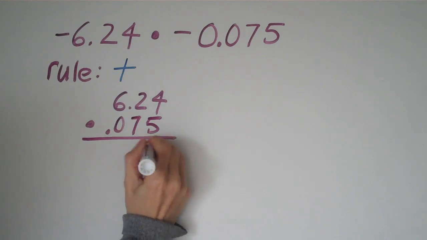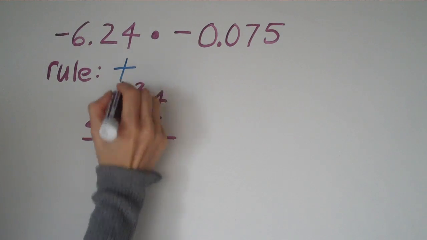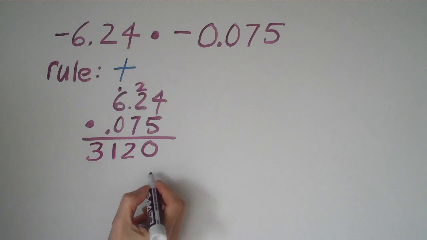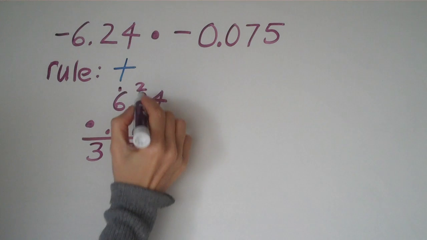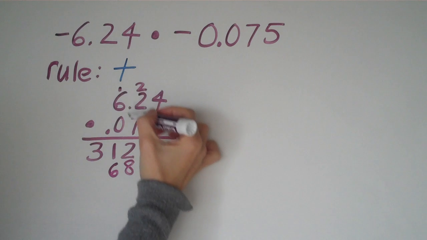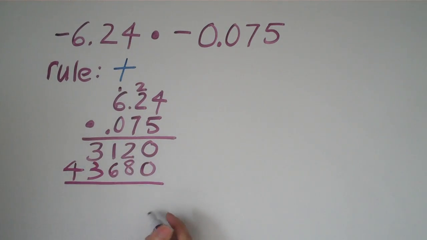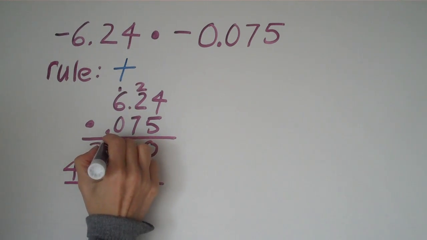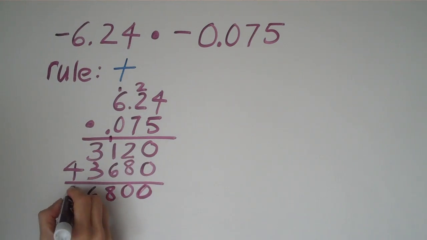4 times 5 is 20. Carry the 2. 2 times 5 is 10, plus 2 is 12. Carry the 1. 6 times 5 is 30, plus 1 is 31, and then we're going to write our 0 in there. 7 times 4 is 28, carry the 2. 2 times 7 is 14, plus 2 is 16, carry the 1. 6 times 7 is 42, plus 1 is 43, and then we do the addition. We add 2 and 8, we get a 10, plus 1, we get an 8 there, 3 and 3 is 6, and 4.